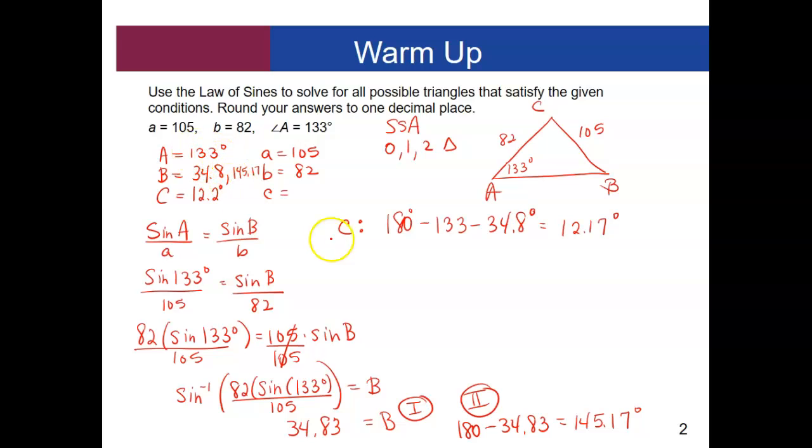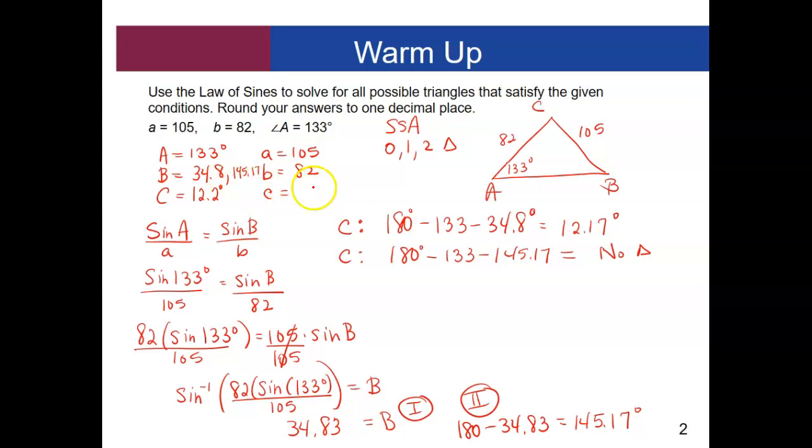Okay, if I'm going to look at the second possibility for angle C, I'm going to have 180 degrees, which is what we always start with in a triangle. I know angle A is 133, and my second angle B was 145.17. Well, we can clearly see that this is too much. There's not going to be any angle left for the third angle, so we're going to have no triangle formed for this one. So we only have the one triangle that we have to go ahead and find.